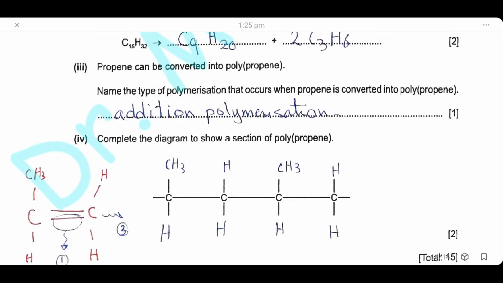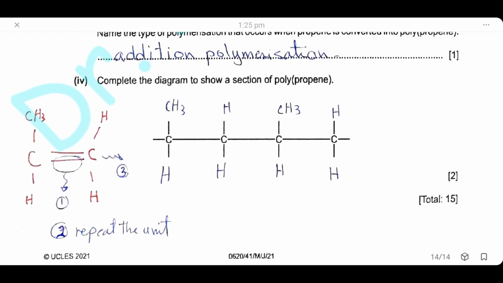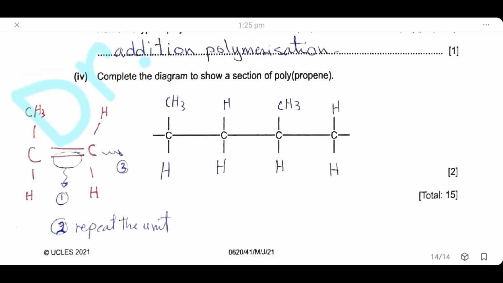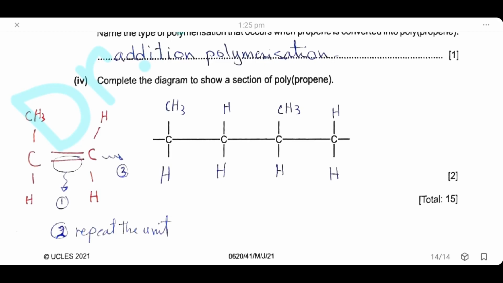Propene can be converted into polypropene. Name the type of polymerization that occurs when this propene is converted to polypropene. Addition polymerization. Complete the diagram here to show a section of polypropene. To draw an addition polymer, first you have to remove the double bond, then leave 2 open ends on each side, at the right and left carbon. Then repeat the unit to obtain polypropene.